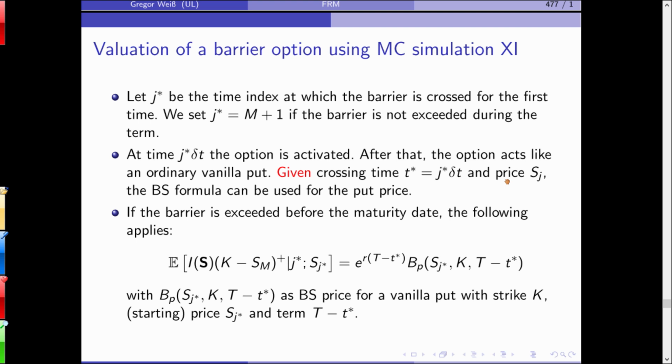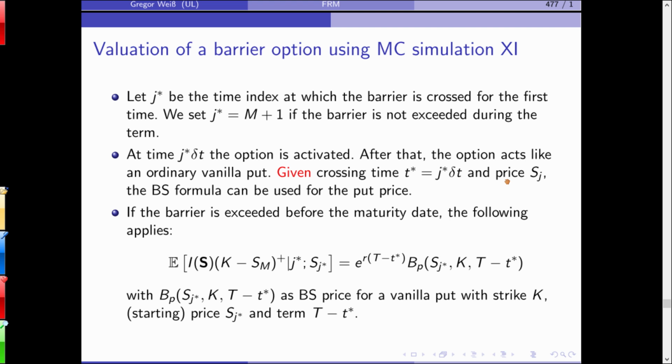So given this threshold on this crossing time, J star or T star, and this price at this moment, we could also have used for this down and in option the Black-Scholes price. So we can use the additional information that if for a down and in option, the option has been knocked in, we don't need to simulate any further. We only need this point in time, and then we can take the Black-Scholes price.